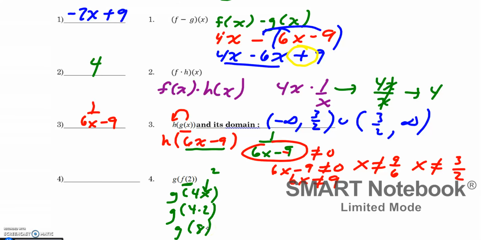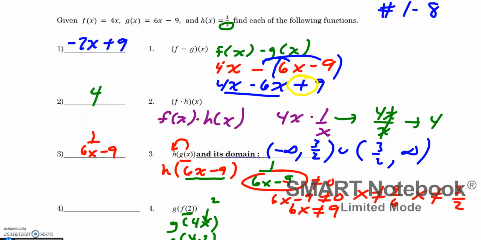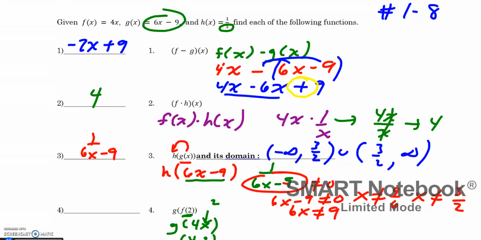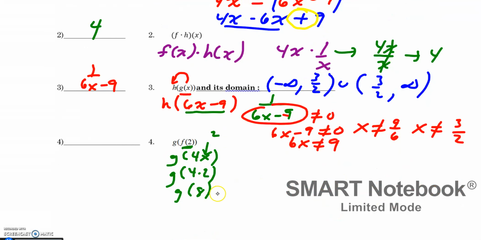Now the answer is not done. The answer is not 8, because now I need to take the 8 and plug it into the g function, 6x minus 9. So this would become 6 times x, which is 8, minus 9, which is 48 minus 9, which gives me an answer of 39.